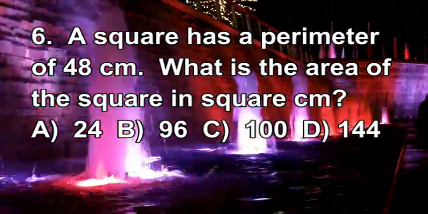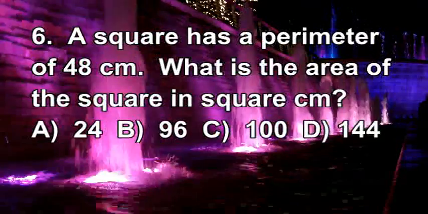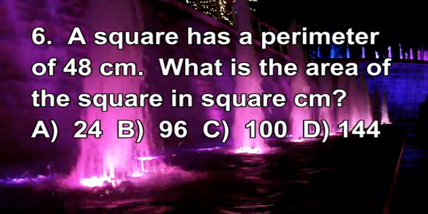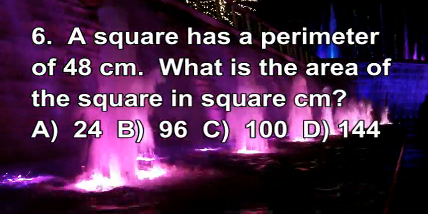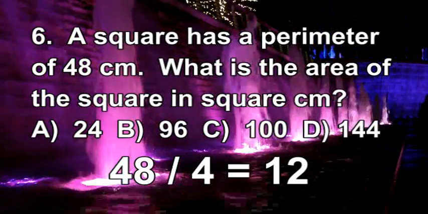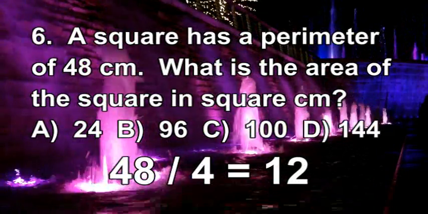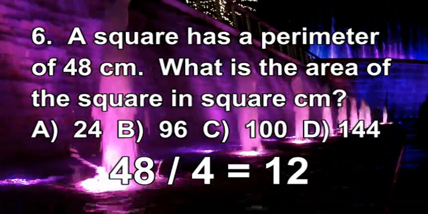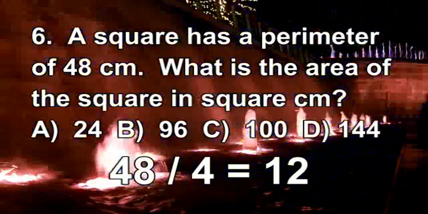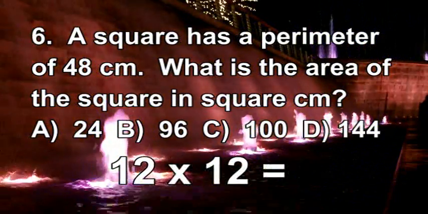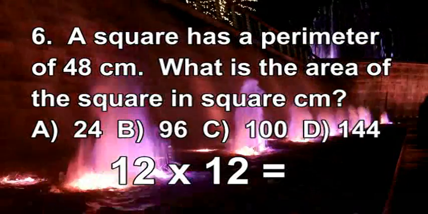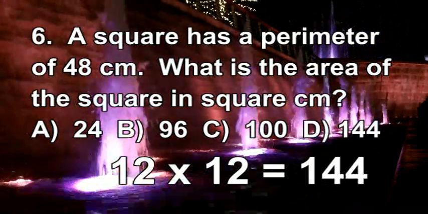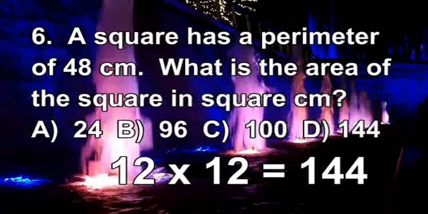To get the answer, you need to find how long one edge of the square is. A square has 4 equal side lengths, so you would divide the perimeter of 48 by 4 to get the length of one side. 48 divided by 4 would be 12. Now that you know the edge of the square is 12, you need to square it to get the area. 12 times 12 would be 144. The correct answer would be D, 144.